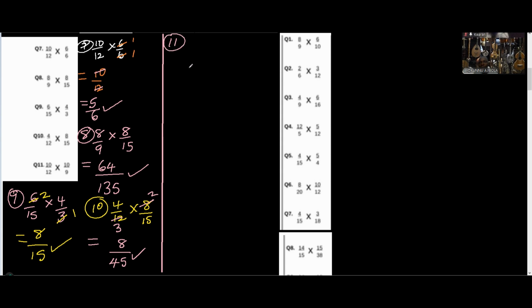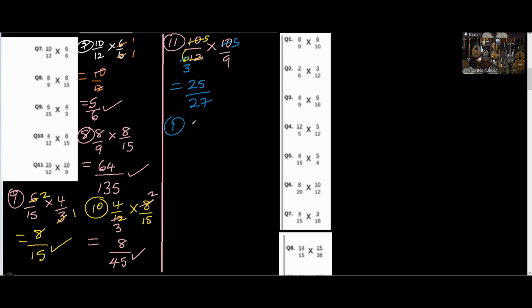Number 11, we have 10 over 12 times 10 over 9. We can divide the 10 and 12 by 2, so 5 here, 6 here. We can also divide the other 10 and the 6: 2 here, 5, 2 here, 3. So 5 times 5 at the top is 25, and 3 times 9 at the bottom is 27. So that settles the first group.